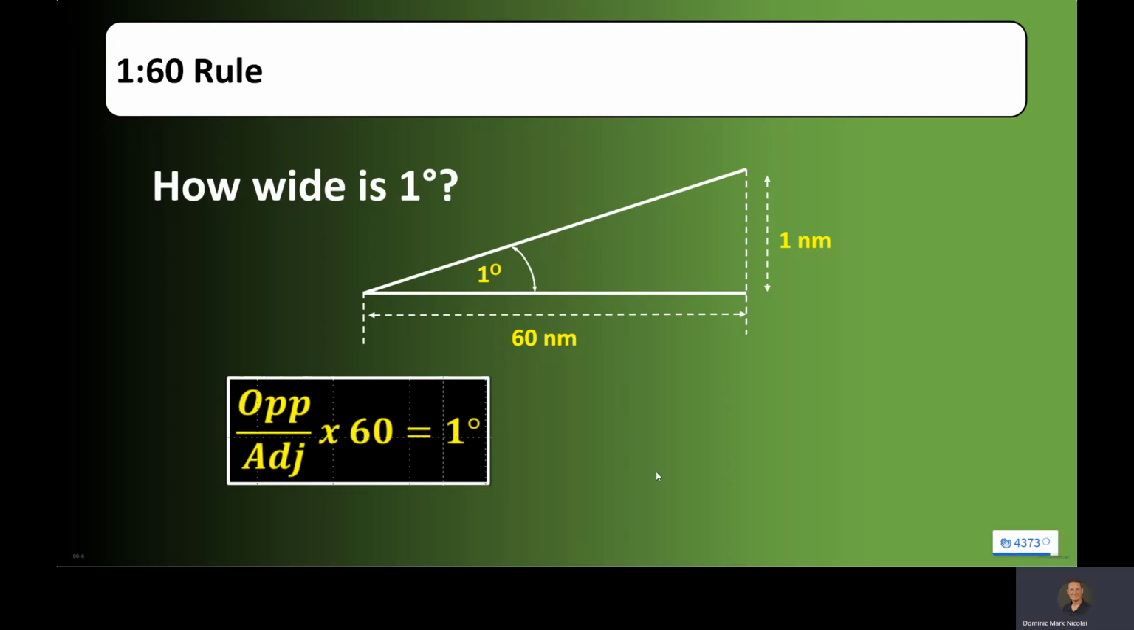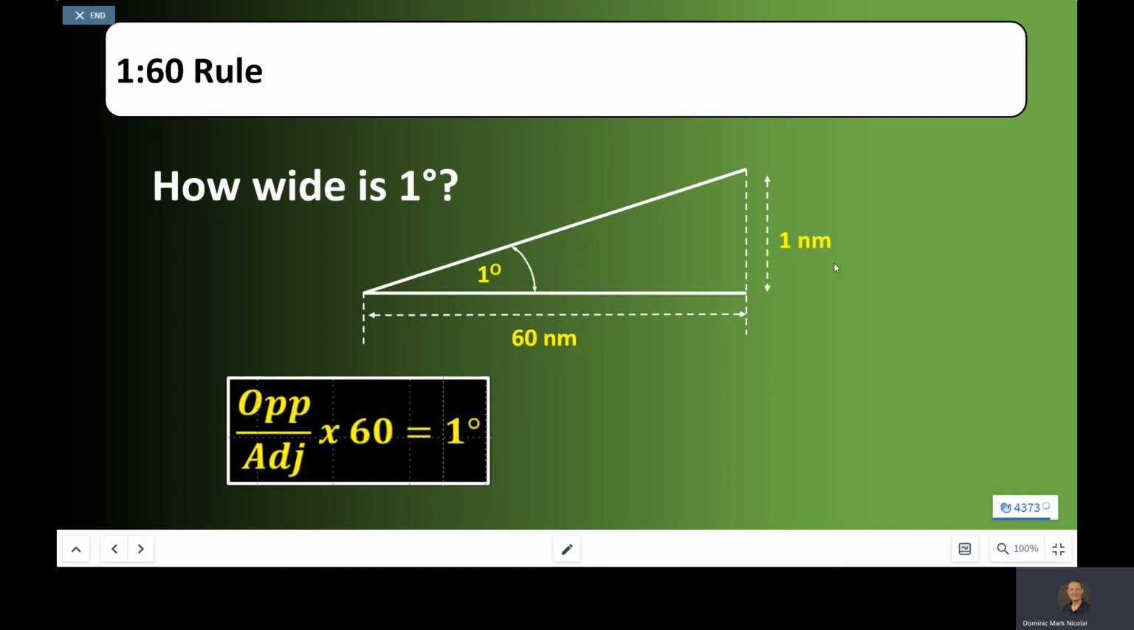And then we have a math formula here: the opposite side, which in this case is your 1 nautical mile, that's the opposite, divided by the adjacent side, which is the 60. If you multiply that by 60, that equals the angle that we have here.